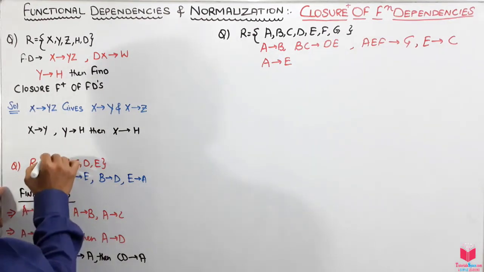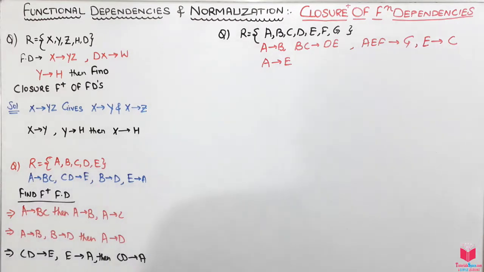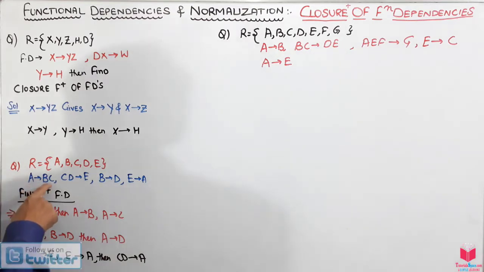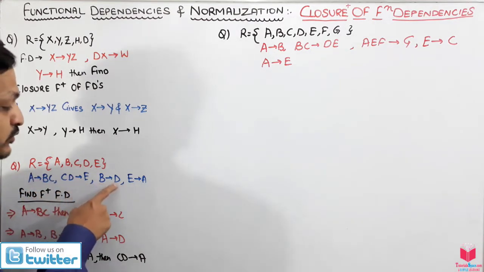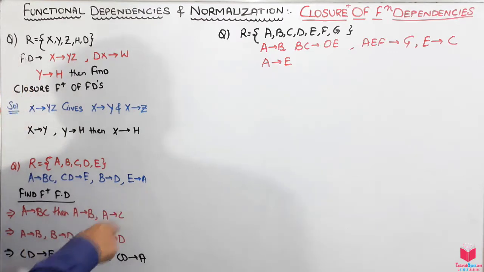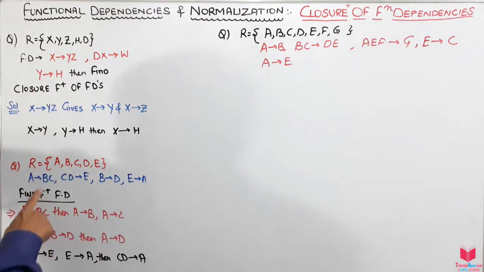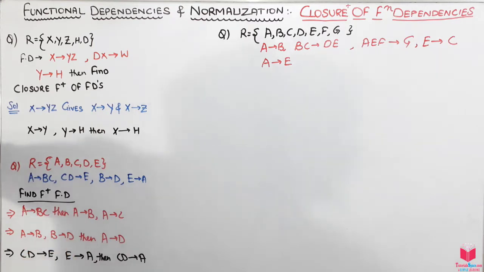Let's see another example. We have a relation R where A, B, C, D, E are the 5 attributes, which has the dependencies A to BC, then CD to E, B to D and E to A. From these dependencies, since we are given A to BC, we can say that A to B and A to C will also hold because of decomposition. Okay guys, after that, we have found A to B, and B to D is given. Then by using transitivity, we can say that A to D is also going to hold there.